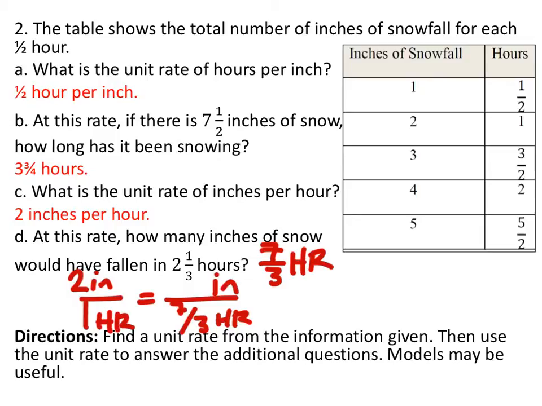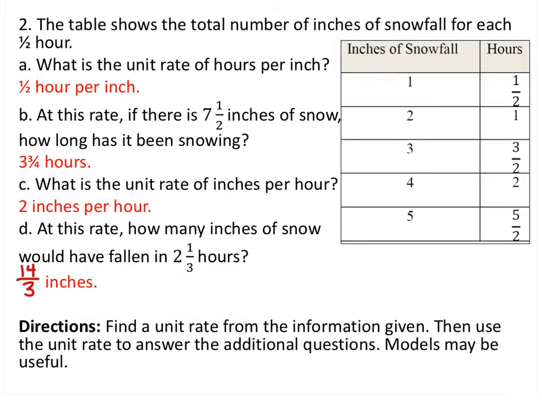And so I've reestablished a working proportion. And I know if I multiply the 1 by 7/3 that I'll get the number that I want. But I've got to do it to the 2 inches as well. And that would give me 14/3 like this. So in 2 1/3 hours, we would expect 14/3 of an inch. And there we go.